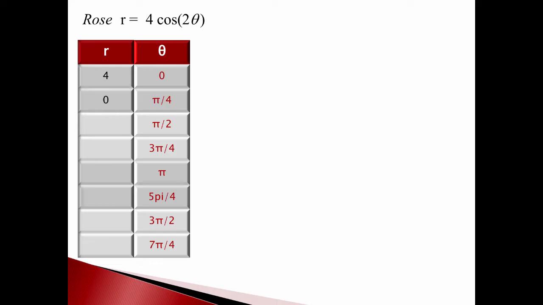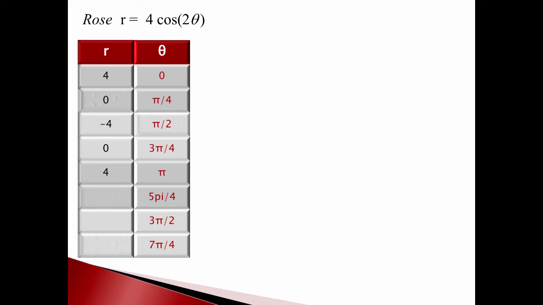So pi over 4, I double that and I get pi over 2 is what I actually take the cosine of. The cosine of pi over 2 is 0. Now let's try pi over 2. It gets doubled, and I'm actually taking the cosine of pi. Cosine of pi is -1, so r turns out to be -4. I try 3 pi over 4. Well, when I double that, I get 3 pi over 2. Cosine of 3 pi over 2 is 0. Let's try pi. I double that, and I'm at 2 pi, which cosine of 2 pi is 1. So r is equal to 4 times 1, or just 4.